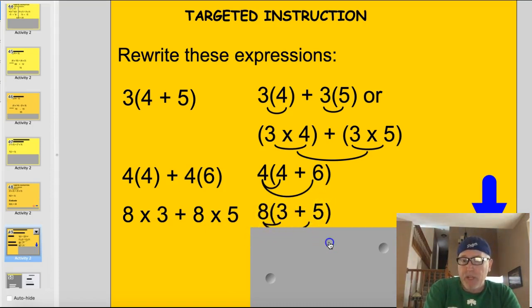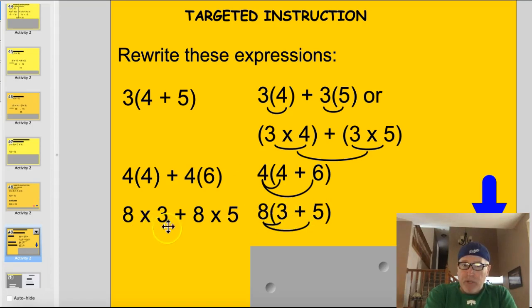3 plus 5. Now you're going to notice these little arrows that I put all the time. That's to help me remember that when I do this, I'm going 3 times 4 plus 3 times 5. And when I have an answer that way, I can break it down by going 8 times 3, 8 times 5. I highly suggest you put those in.